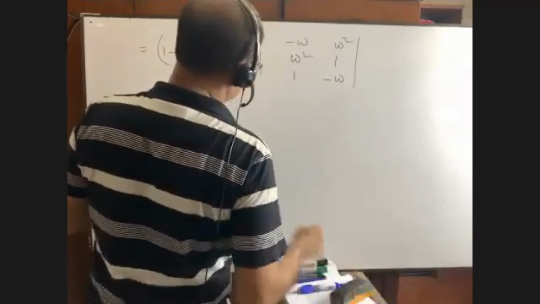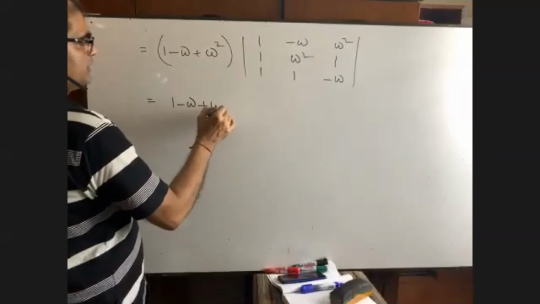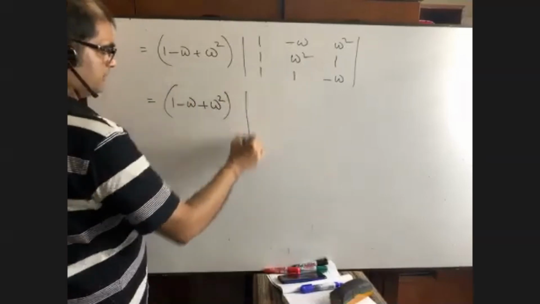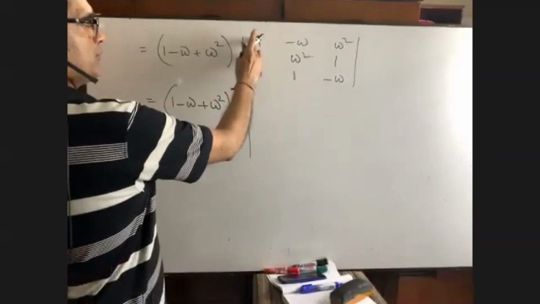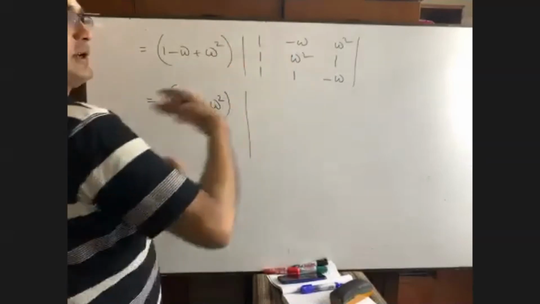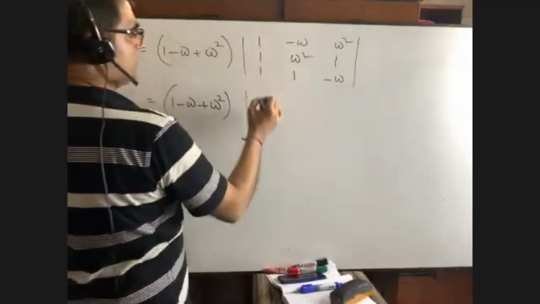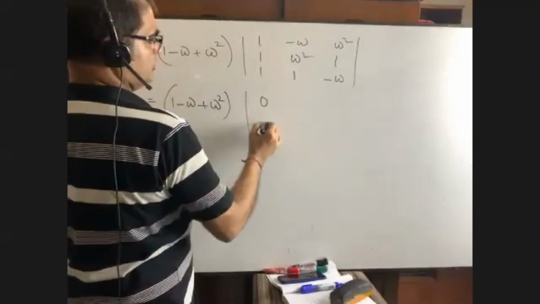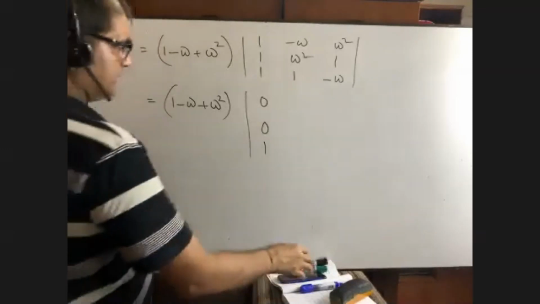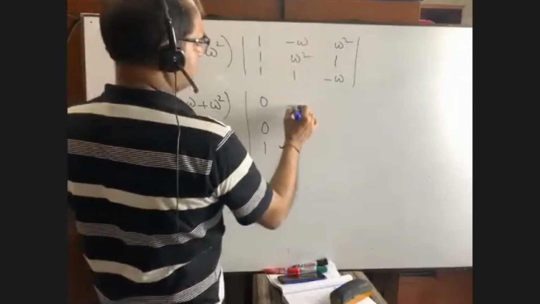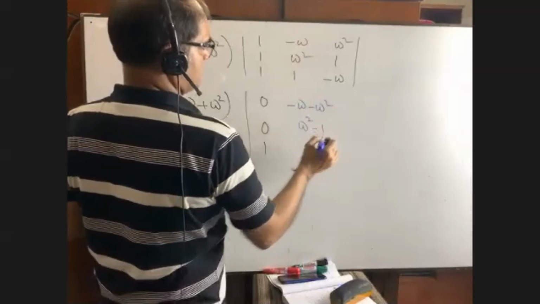Right? Now you see, it is 1 minus omega plus omega square. That is written here. Now can we subtract from row to row? Here 1, first row, here 1, second row. So you have to subtract from row to row, not column to column. So 1 minus 1 equals 0. 1 minus 1 equals 0. This is 1. Okay. Then we see minus omega square. Omega square minus 1. And it is 1.